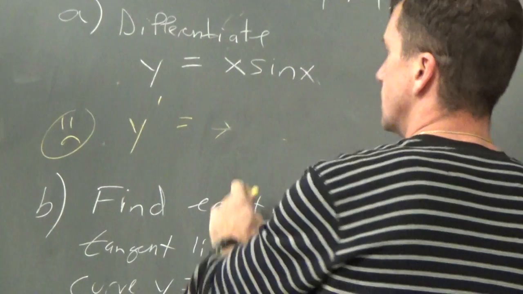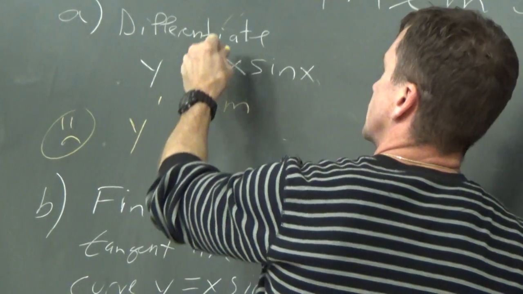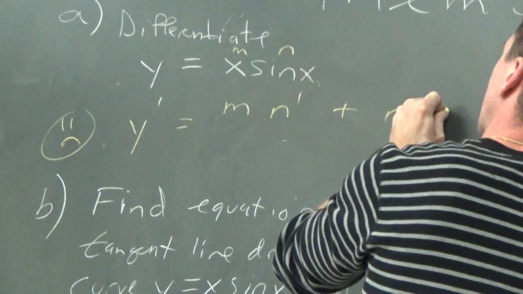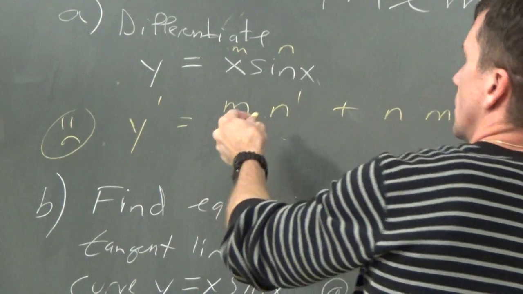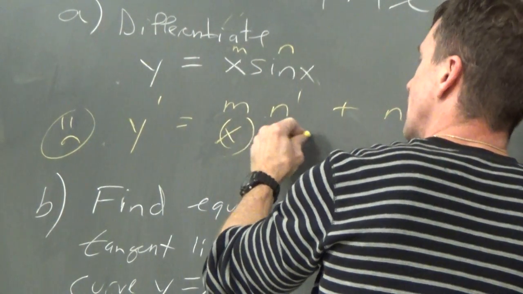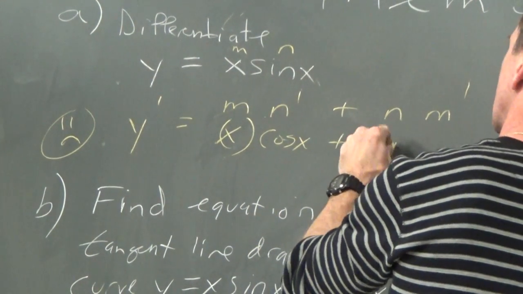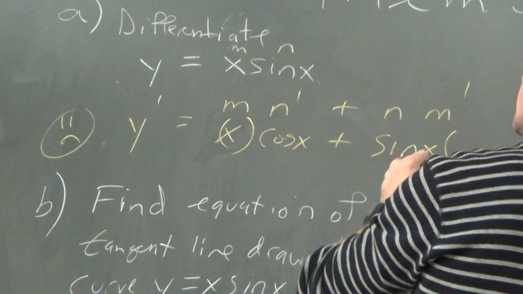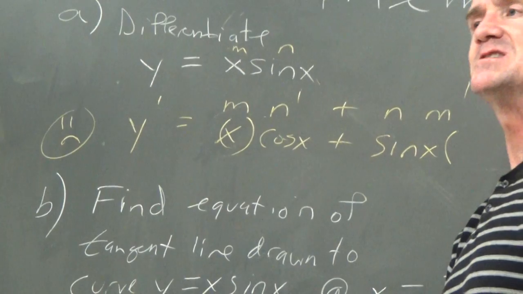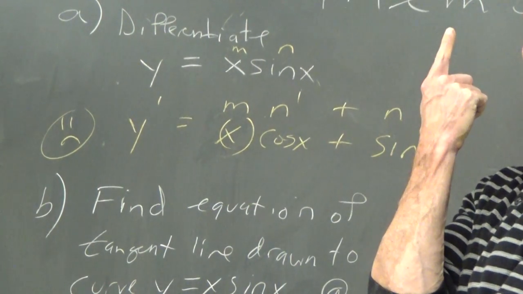So walk me through this. First, right? This is m, this is n. M times n prime plus n times m prime. I need the product. X, what's the derivative of sine of x? Good job. Plus sine of x. What's the derivative of x? Very simple, sometimes freaks people out. Derivative of x is just a what? One. One, right?